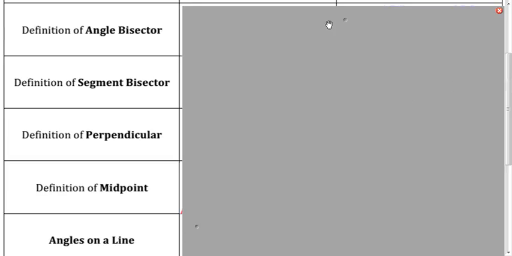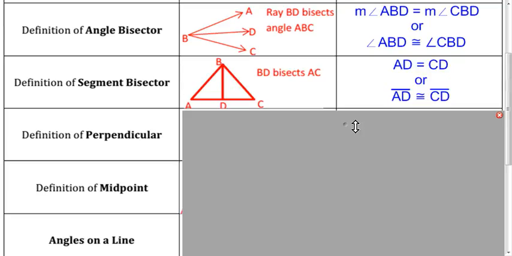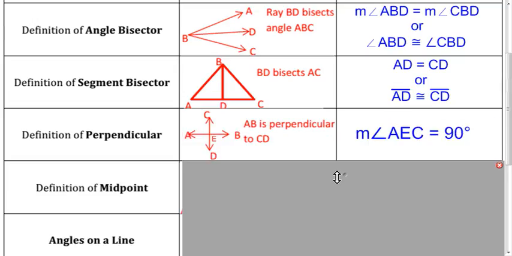So an angle bisector is going to cut that angle in half. So it's really a matter of taste what you say. You could either say that their measures are equal, or you could say that the angles are congruent. And same with the segment bisector. Segment bisector is going to cut that segment in half. So you can either say that the measures are equal, or that the segments are congruent. You have perpendicular lines. You can say that you have right angles, or we can jump to the conclusion that the measure of the angle is 90 degrees.